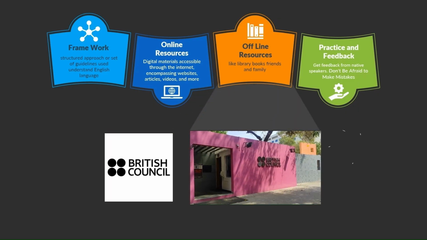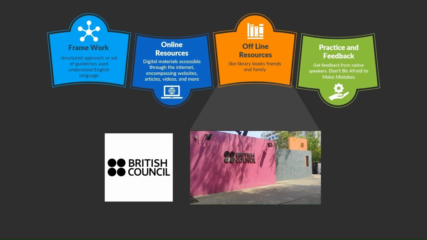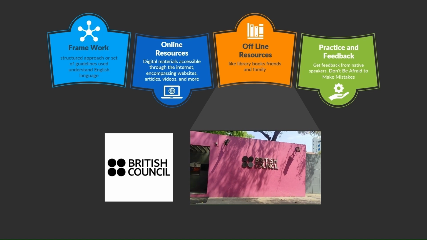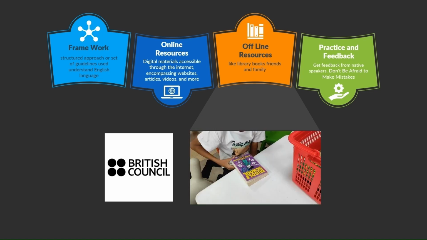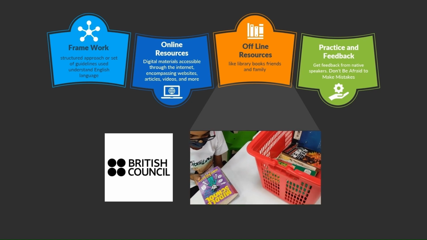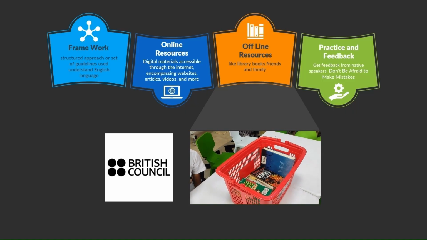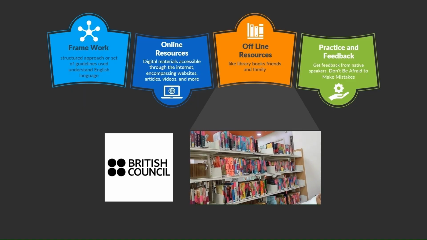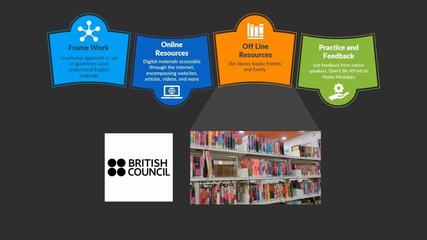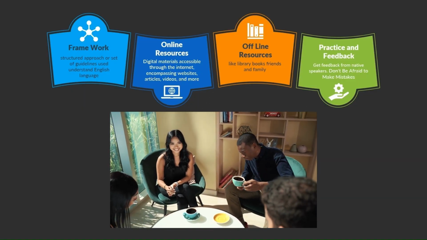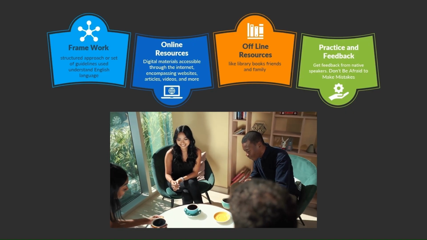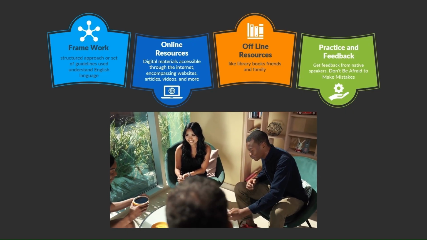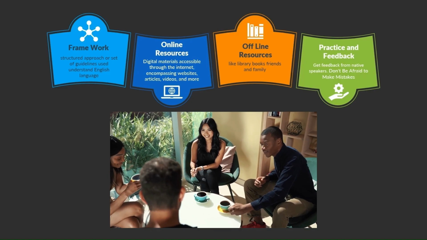Coming to the point 3, offline resources. We will see local libraries here in Chennai. I have taken British Council Library membership for this year, and I will take you to my trip there. Also show you the books available, the process of borrowing and returning the books. Then of course, friends and family. How can you ask for their assistance in your daily practice sessions? We will see all these things in detail.